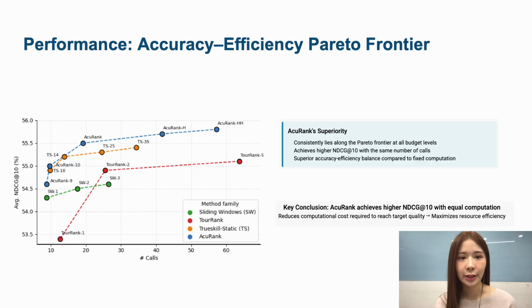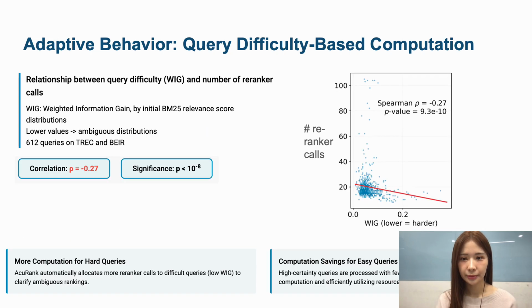On the accuracy-efficiency Pareto curve, AcuRank variants, denoted as the blue ones, consistently lie on or dominate the frontier across budget levels, achieving higher NDCG@10 with the same number of re-ranker calls. In short, we reach target quality with less compute.